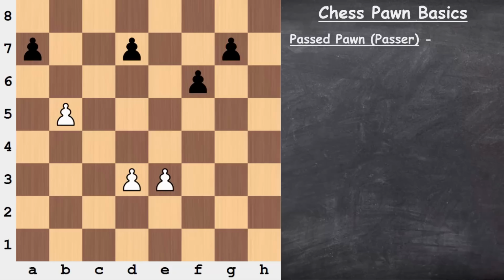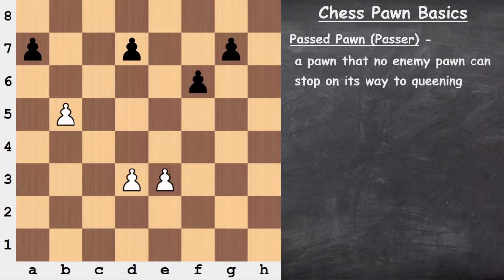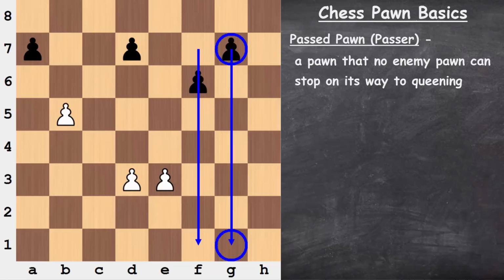What is that? That is a pawn that no enemy pawn can stop on its way to queening. So by that definition, and in this example, there's only one passed pawn, there's only one passer, and that is the pawn on g7. There is no enemy pawn, no white pawn in this case, anywhere on the g file that can be blocking it on its way to that queening square g1, nor is there any enemy pawn on these adjacent files, the files next to the g file, the F and H file, that can be capturing the pawn on its way to the g1 square.